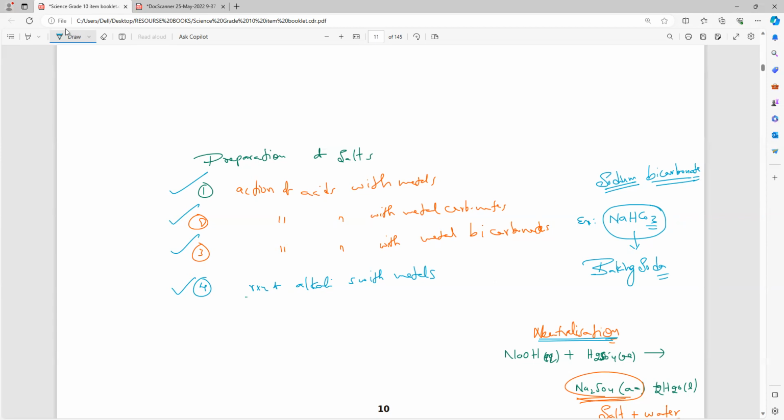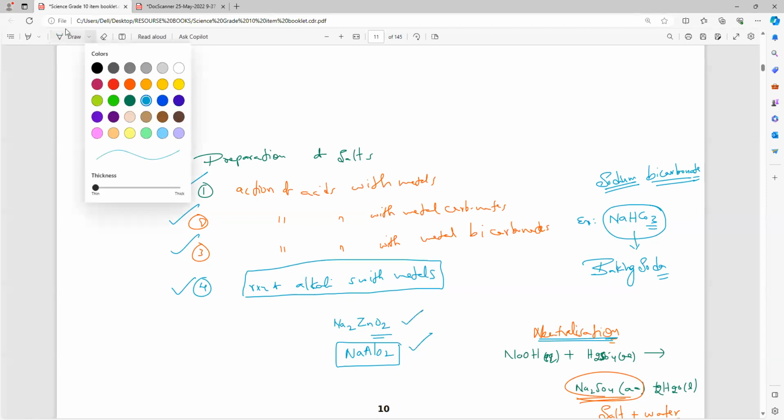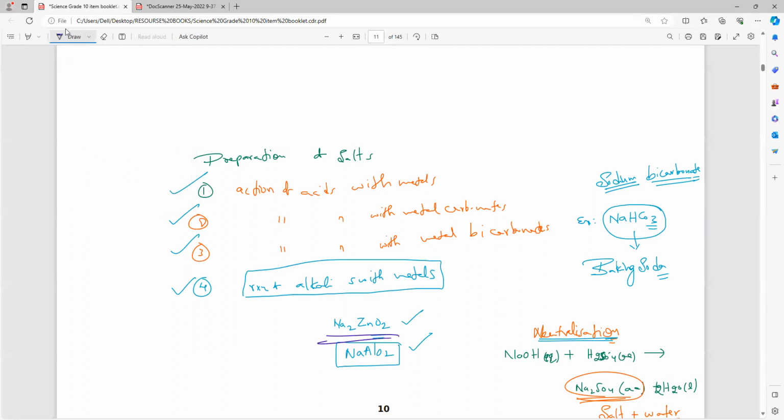Now, the last one is extremely important. Why? Because under this we prepare two salts. One is sodium zincate, Na2ZnO2, and another one is sodium aluminate, NaAlO2. You might remember, all of you. Sodium aluminate, sodium zincate. Am I right, everyone? Please respond. These two equations are very, very important equations. Many years they ask in the board exam. Everybody needs to practice all the equations.